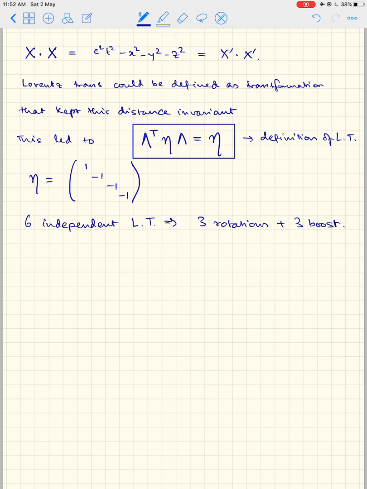So the mathematics of these Lorentz transformations will take care of all of that. But for that, we need just a little bit more formalism, which we want to describe here.